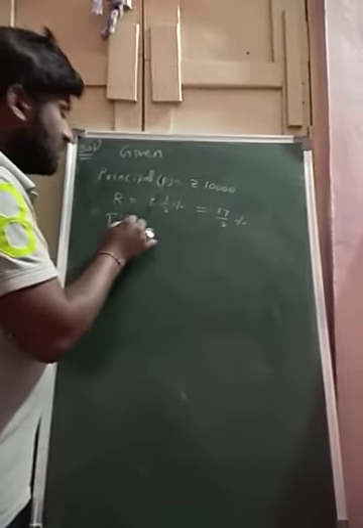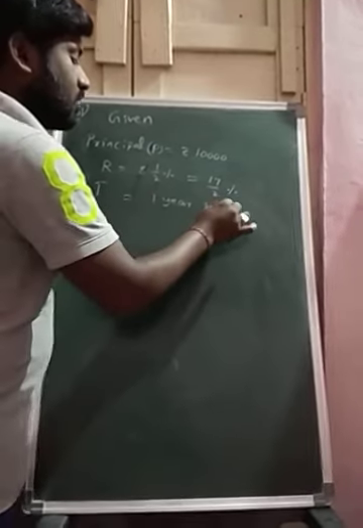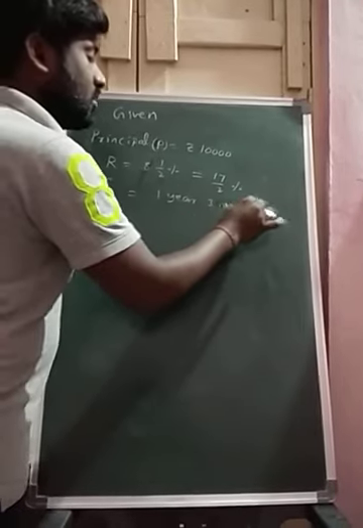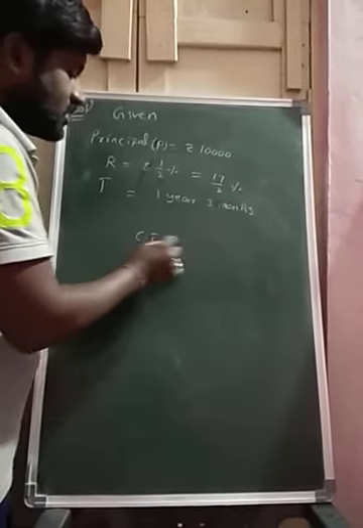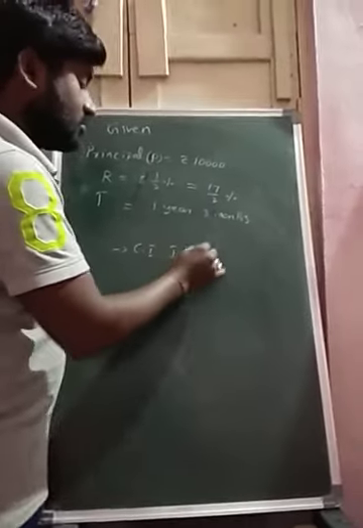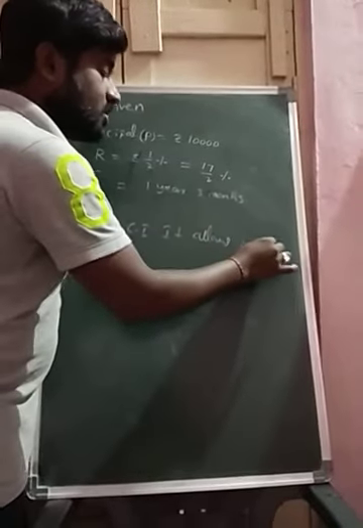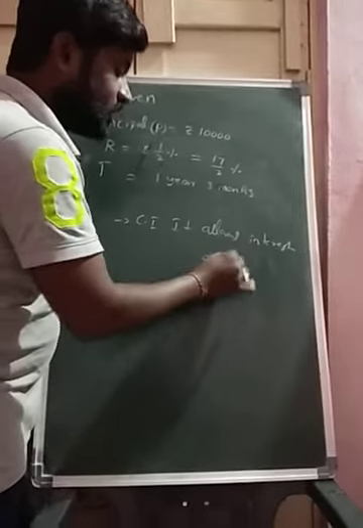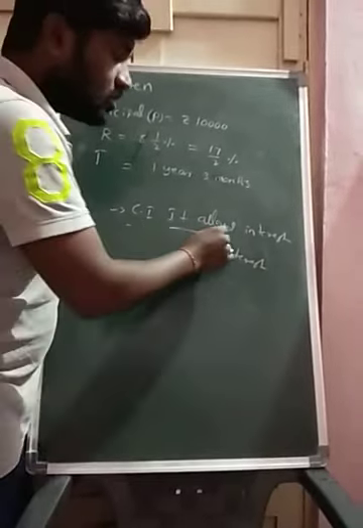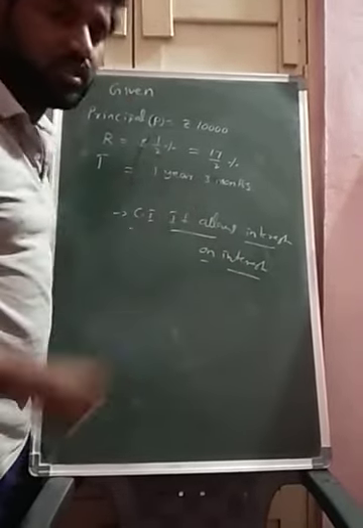Time period, time is equal to 1 year 3 months. Okay, we know compound interest allows interest on interest. Compound interest means what? It allows interest on interest. మనకి ఇంట్రెస్ట్ మీద కూడా మళ్ళీ ఇంట్రెస్ట్ వస్తుంది. Okay.